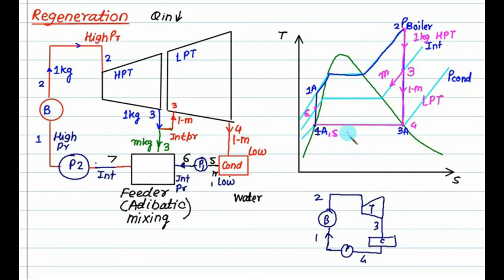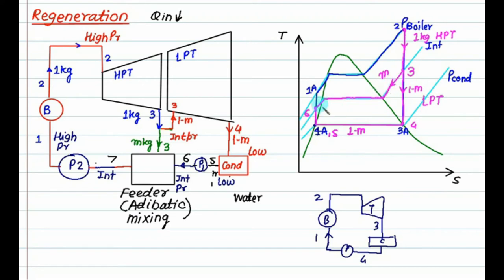What is the mass at this point? Is it 1 minus m kg? So during this, the mass is 1 minus m kg. One branch is coming from this side, and the other branch is coming from this side, and you are getting saturated water. So one branch is coming from this side, that is at 3, which has a mass equal to what?